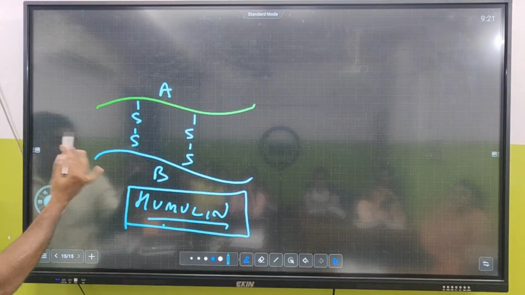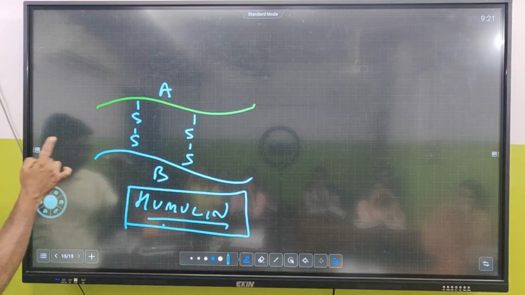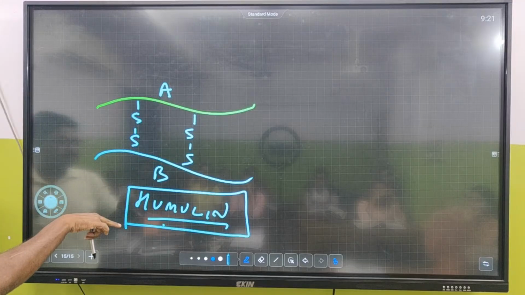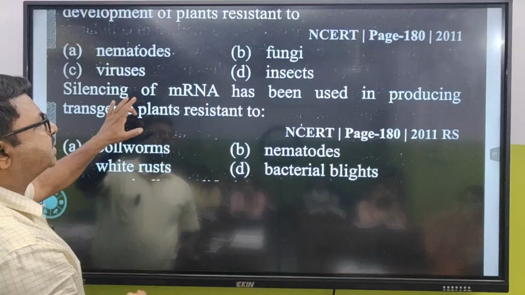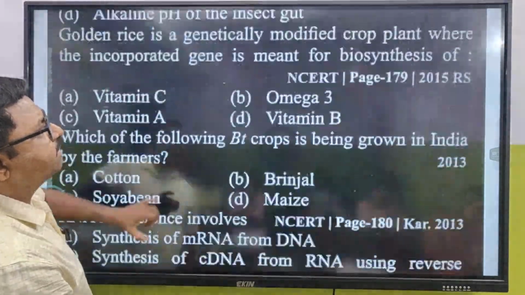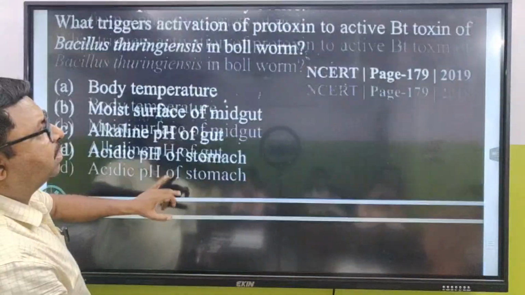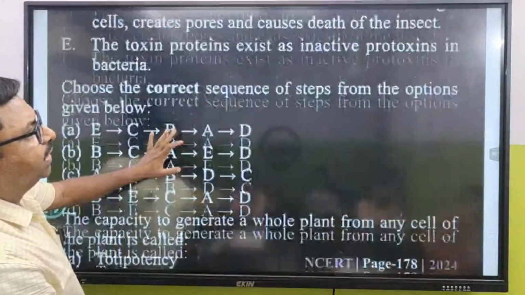Out of 12 biological products for medicines which are marketed in India, one of these products is humulin. Just wait. Let's complete insulin. Humulin. Let us complete humulin.